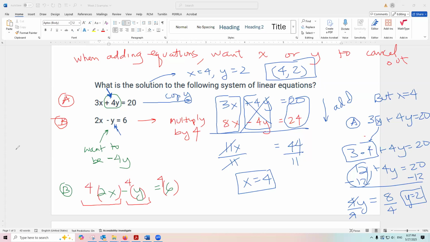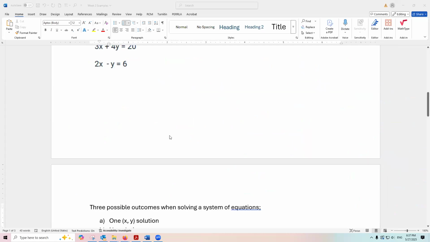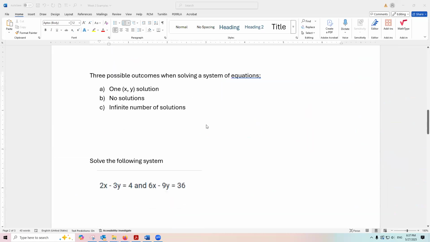All right. Now, one other comment is when you're solving a system of equations like this, there are really three possible outcomes of what can happen. You can either end up with one xy solution. Those are the examples we just did a minute ago. But there can also be a scenario where there's no solution or where there's an infinite number of solutions. So how do you know if there's no solution? How do you know if there's an infinite number of solutions?